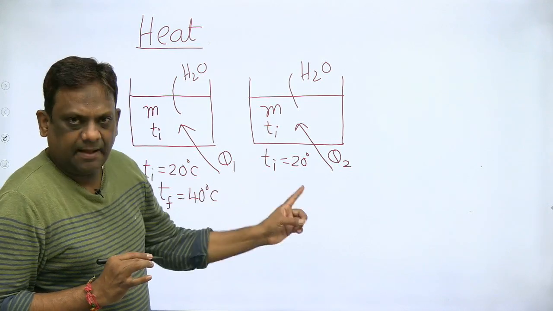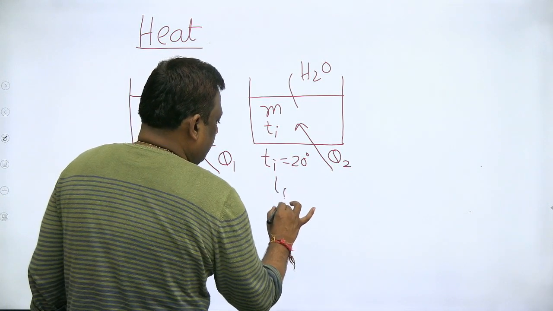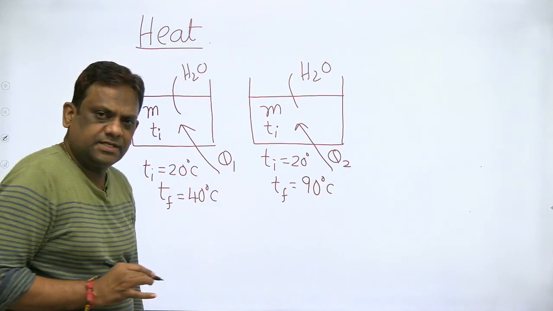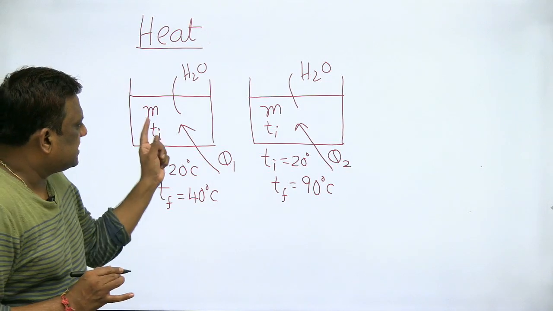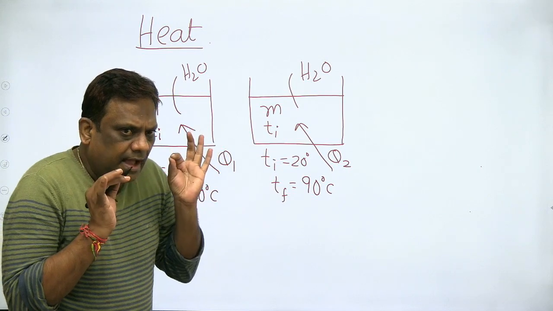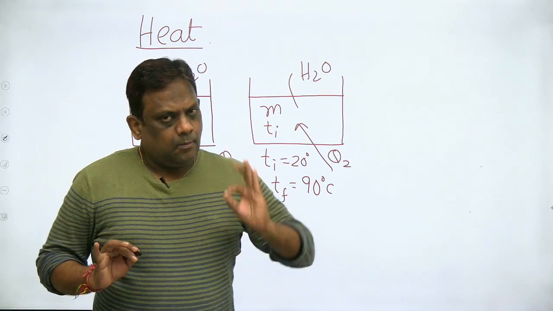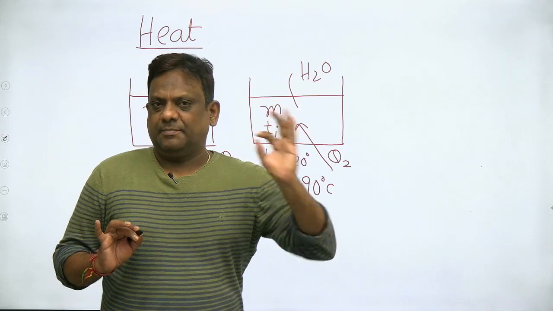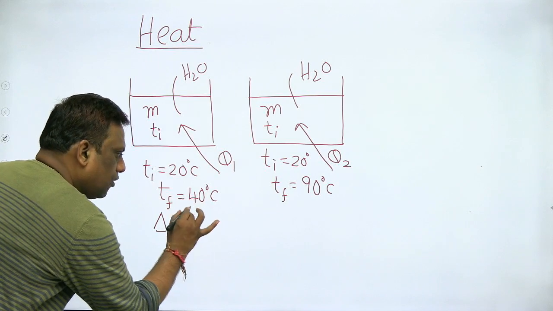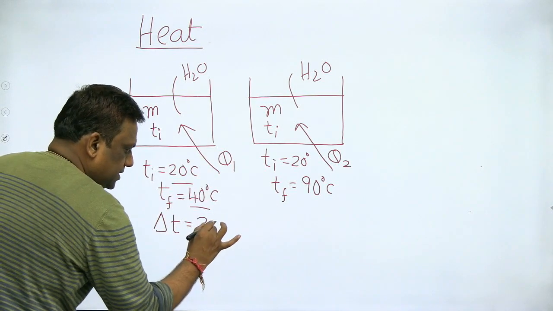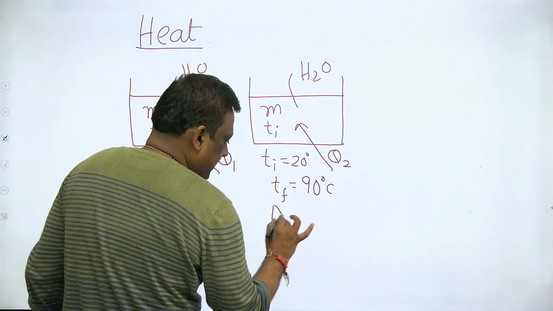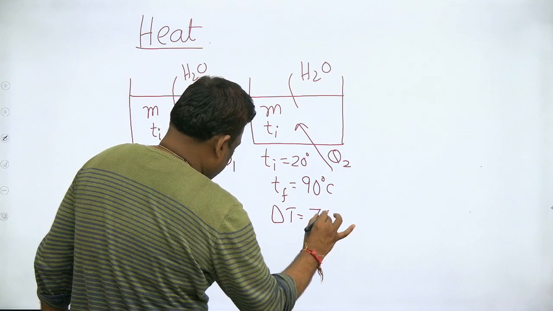Here also I am supplying heat. Let the final temperature be some 90 degrees centigrade. My dear students, on the same substance, you are supplying heat. I took the same mass. Both were at the same initial temperature. Let us find out the temperature difference. 40 minus 20 is 20 degrees centigrade. 90 minus 20, here delta T is 70 degrees centigrade.